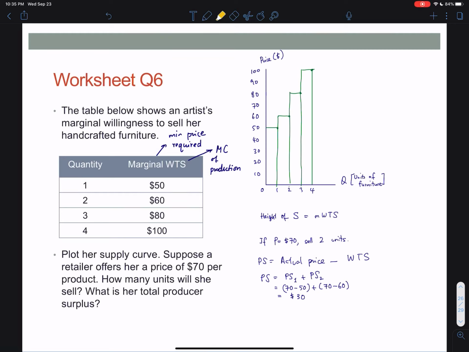I'll briefly go over how to answer question number 6 on the worksheet. So what we have here is a producer who produces handcrafted furniture. This table shows her marginal willingness to sell for each unit listed here.